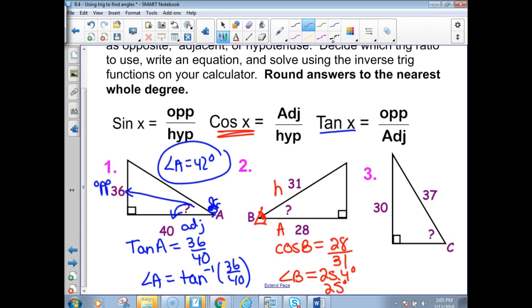Okay, angle C. What do you think? Sine, cosine, or tangent? Okay, sine, because you're coming from angle C. I have the right question mark, correct?